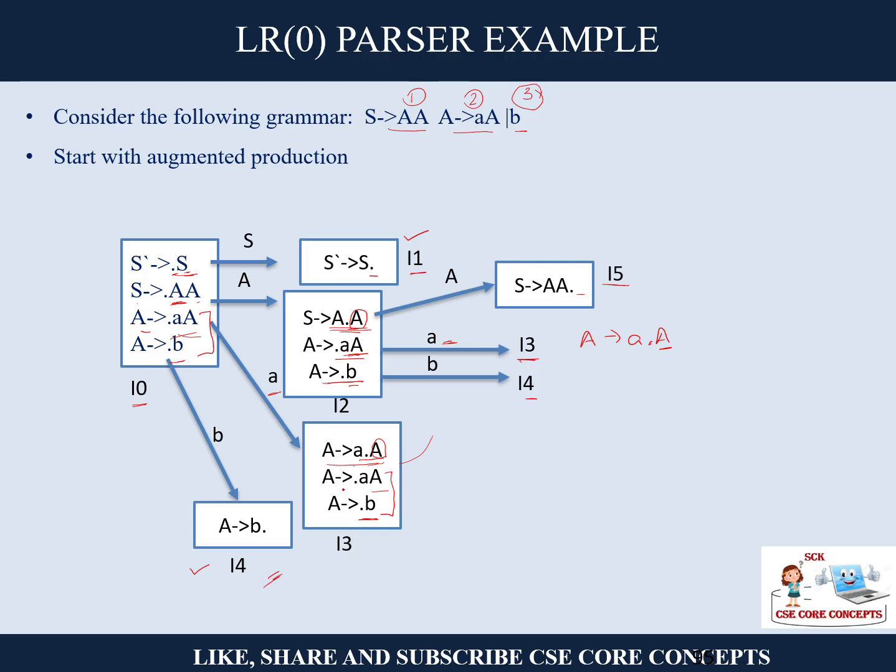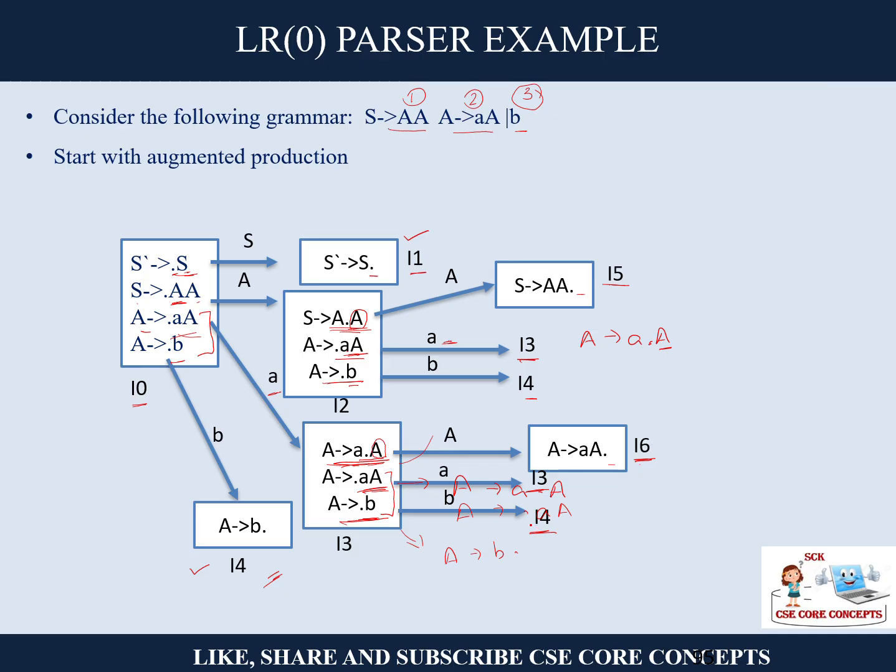So this is going to continue. Let's go to the next one. Here, the first one if I explore, it will lead to AA dot. This is my closure I6. But if I explore this one, it will again give me A is A dot A, and again I will have to explore for A dot AA and so on. So this will again lead me to I3. Similarly, for this one, it will lead to A is B dot, that will lead to our I4. So as of now, all of them are complete. I3 and I4 are repeated. I5, I6 all are complete.